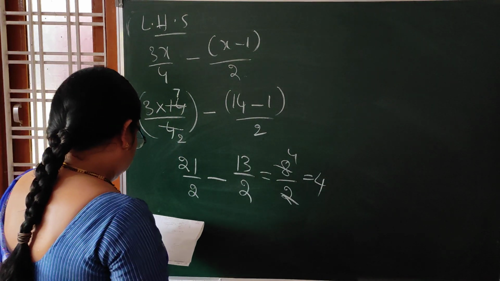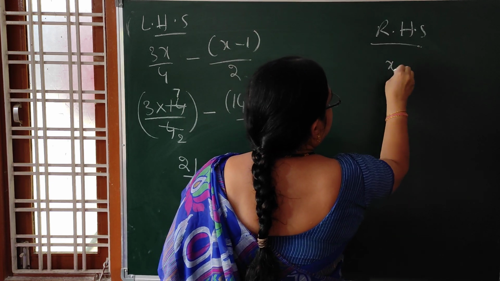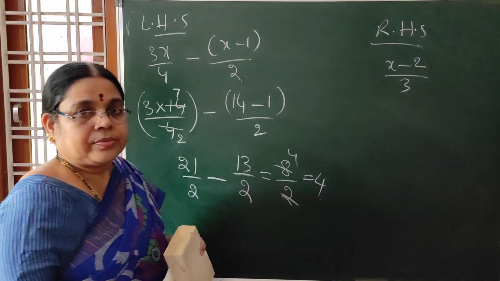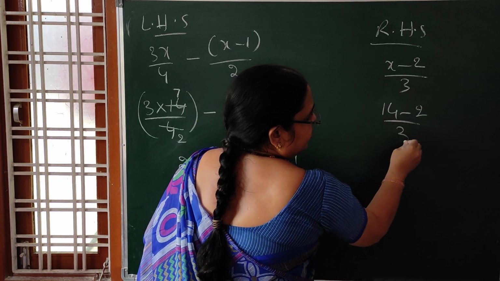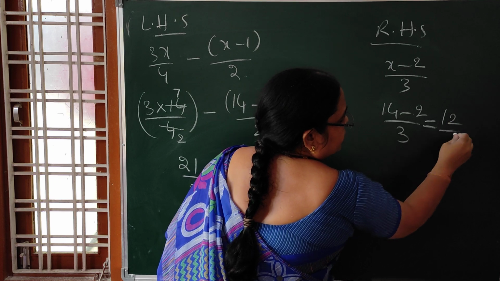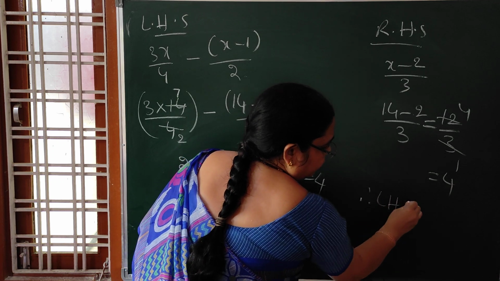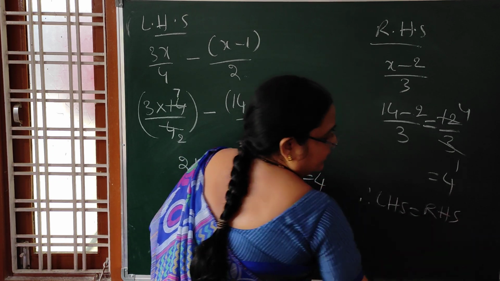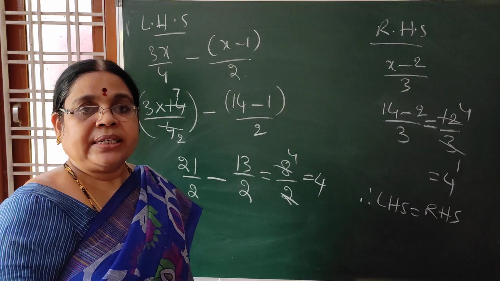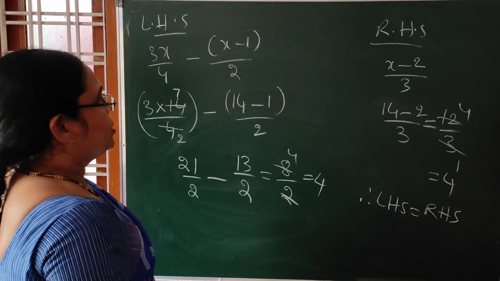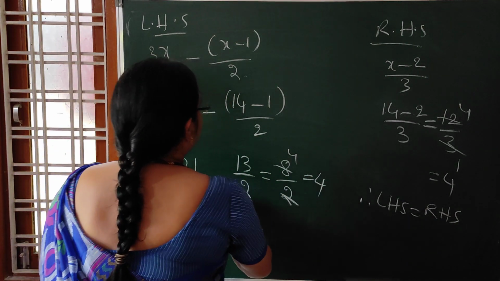LHS how much we got? 4. So RHS what is given? RHS is x minus 2 by 3. X is equal to how much? 14. 14 minus 2 by 3. 14 minus 2 is 12. 12 by 3, 3 4s are 12. So, LHS how much we got? 4. RHS also we got 4. Hence it is verified. So, first we have solved the given linear equation. We got x is equal to 14. To check, we have substituted x value in LHS and RHS. We got LHS 4 and RHS also 4.